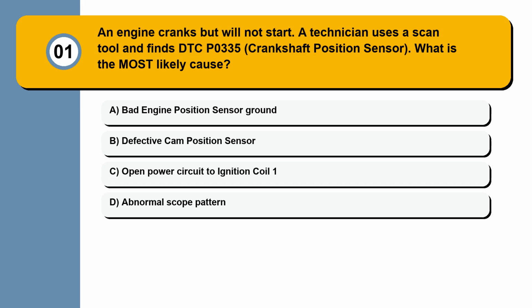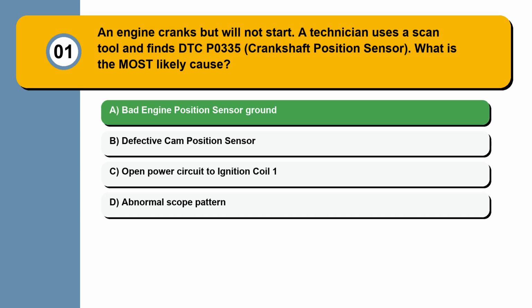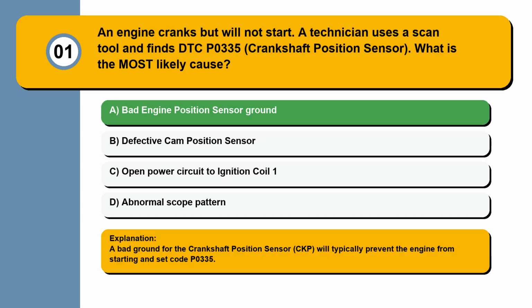Question 1. An engine cranks but will not start. A technician uses a scan tool and finds DTC P0335, crankshaft position sensor. What is the most likely cause? Bad engine position sensor ground, defective cam position sensor, open power circuit to ignition coil 1, abnormal scope pattern. A bad ground for the crankshaft position sensor, CKP, will typically prevent the engine from starting and set code P0335.